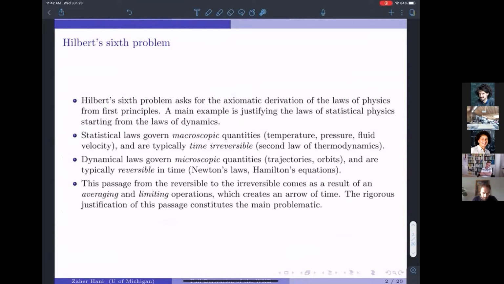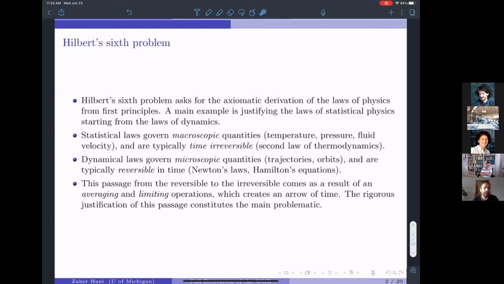As we all know, the statistical laws govern macroscopic quantities like temperature, pressure, or fluid velocity. And those are things that are typically time irreversible. You can think here of the second law of thermodynamics. On the other hand, the dynamical laws, or our first principles, cover microscopic quantities like trajectories or orbits of Hamiltonian systems, for example. And these are typically reversible in time. Here we think of Newton's laws, we think of Hamilton's equations, etc.